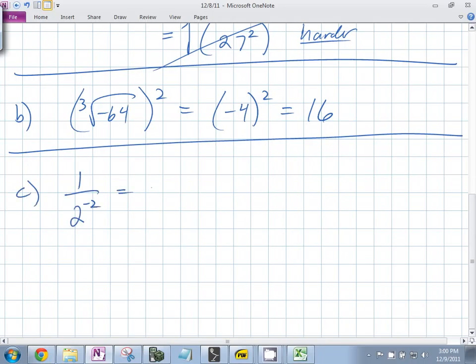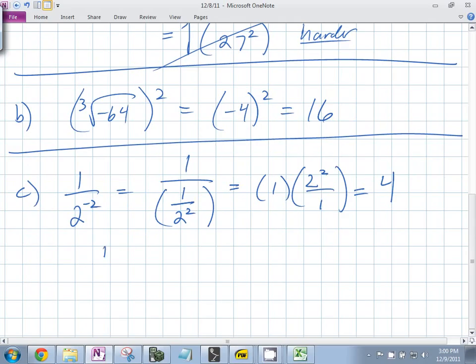C, 1 over 2 to the negative 2. What does 2 to the negative 2 mean? 1 over 2 squared. Dividing by a fraction is the same thing as multiplying by the reciprocal. So that's 1 times 2 squared over 1, which is what? 4. Done. 1 over a to the negative n is what? 1 over a to the n.